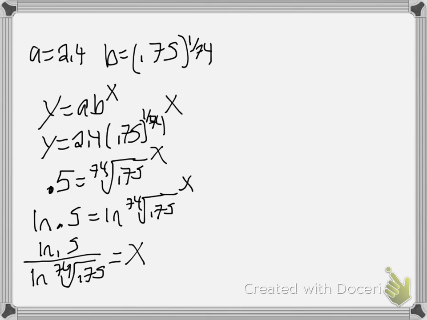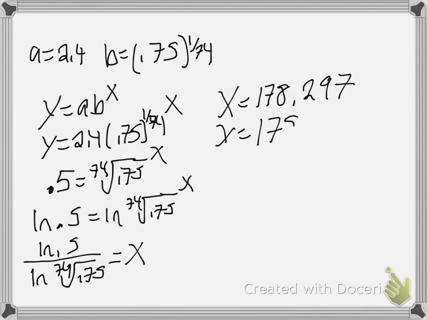Okay, so if you take all of that, put it into your calculator properly, you get a value of x equals 178.297, and I said round it to the nearest tenth of an hour, so x is going to equal 178.3 hours. Okay guys, the longest problem on the test, that separated a lot of you from the A's and the B's.